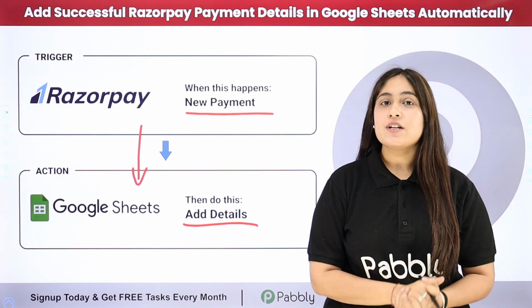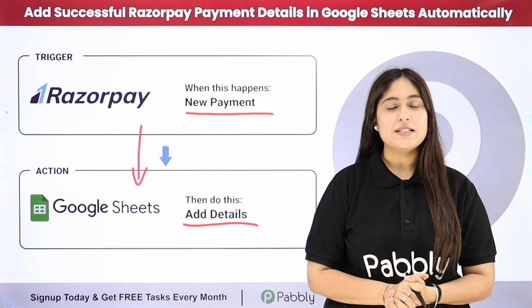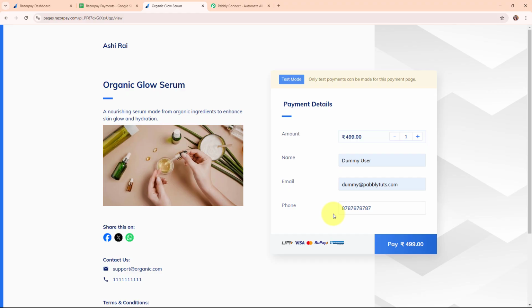Now, to see the working of this automation and to learn this process step by step, let me take you to my screen. Welcome to my screen. As you all know, I am an owner of an online store and I use Razorpay as my payment gateway to receive new payments from my customer.